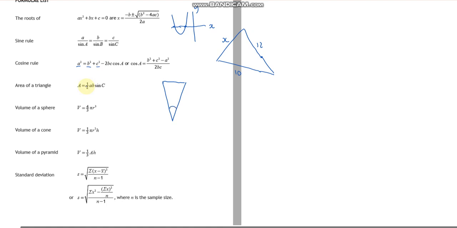Okay. Area of a triangle, watch out for that one, where you've got a triangle and you'll be given an angle with the lengths either side. That's where your area of triangle comes in. It has to be the 2 lengths either side of your angle, quite easy on the spot.